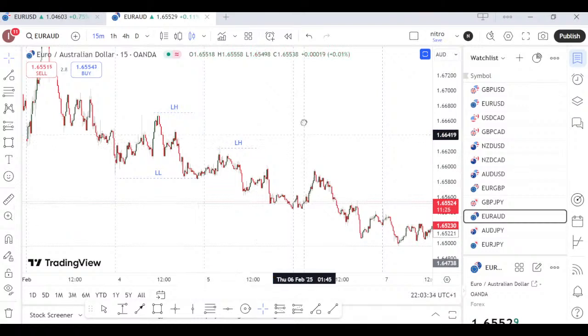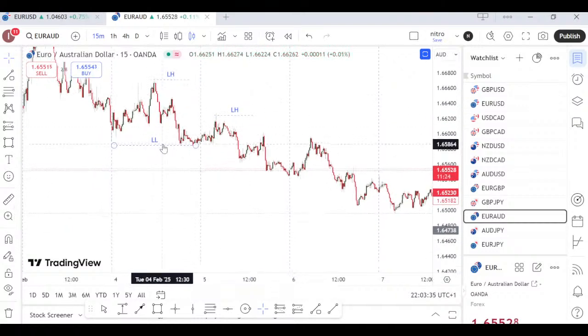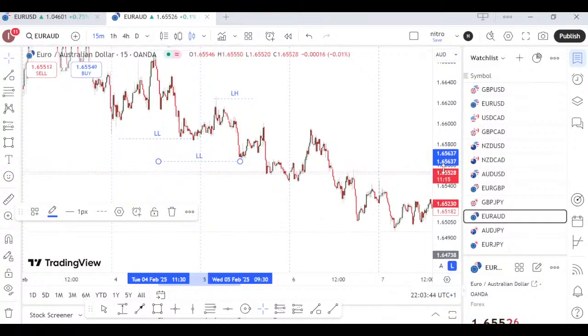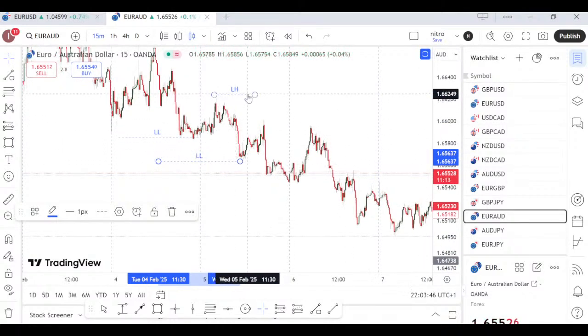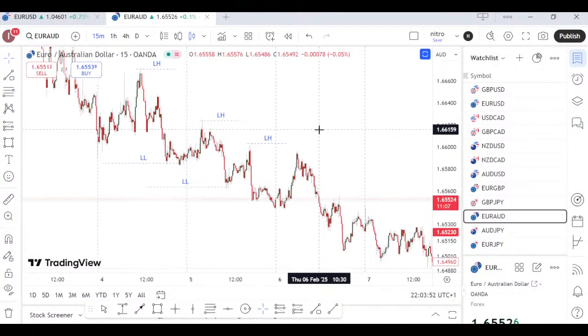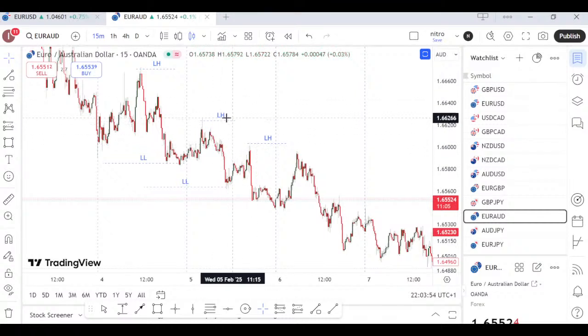We have a new lower high here, where this lower high now broke this lower low and set up a new lower low. And then we have a pullback a little bit that made this lower high. If you notice, like I said, on the bearish market structure, price will never break the previous lower high.